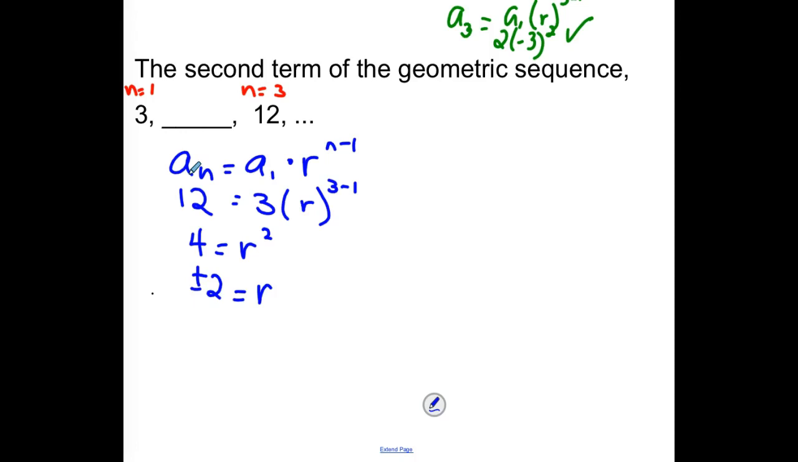We would need to see, is that pattern staying positive throughout? Is it alternating positive, negative? Okay? If we had been given another number, then we could figure out, are we multiplying by a positive 2 or a negative 2? At this point, we don't know that. So we would have to say our second term is our first term times either positive or negative 2, which means we could have positive or negative 6 for a second term.